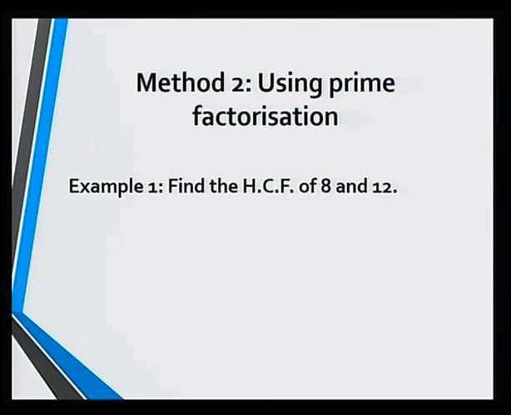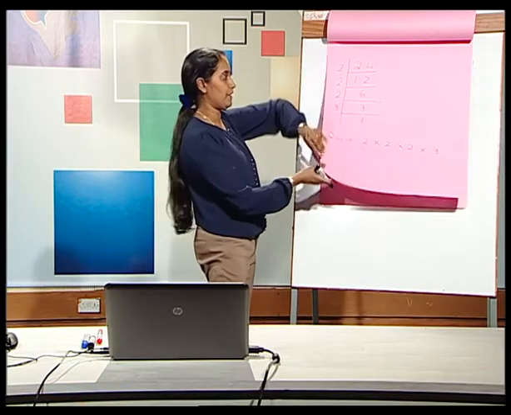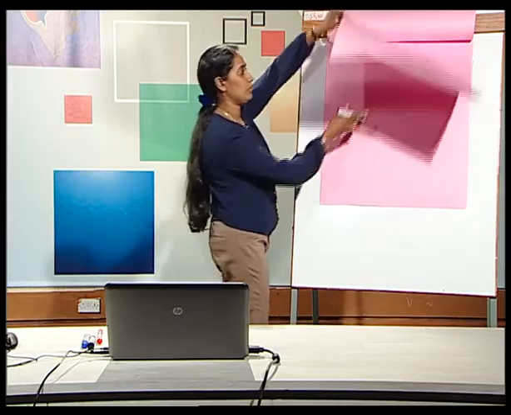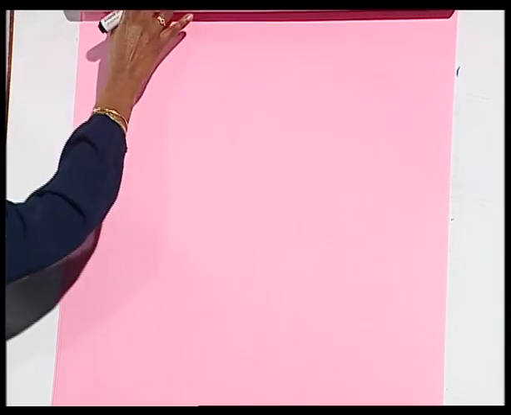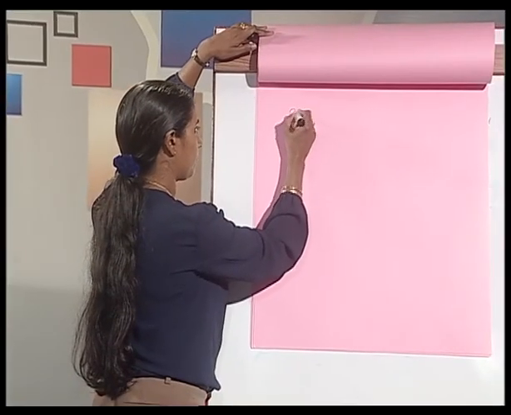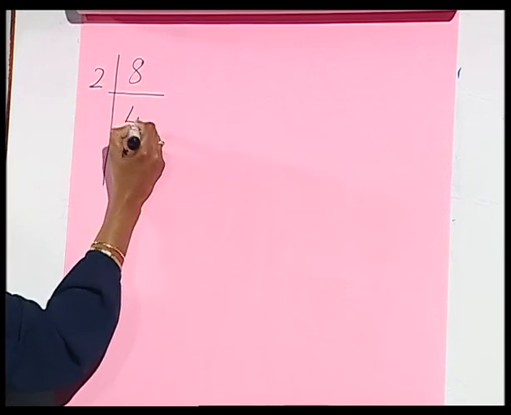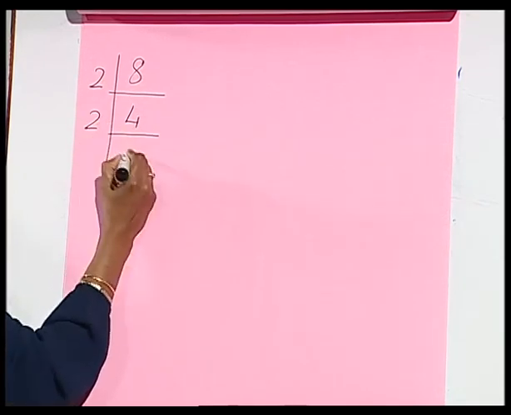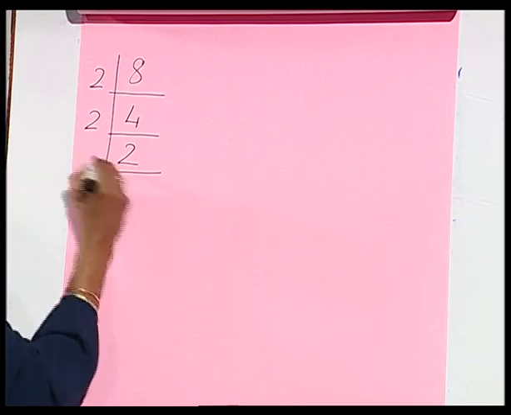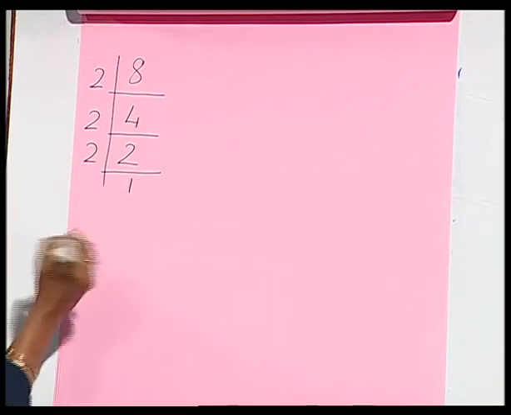Now, let us look at a second method, that is using prime factorization. Remember, we just found how to find the prime factors. So, we are going to use this method of prime factorization to find the HCF of 8 and 12. So, 8, if I'm going to divide by 2, I get 4. Divide by 2 again, I get 2. Divide by 2 to get 1.